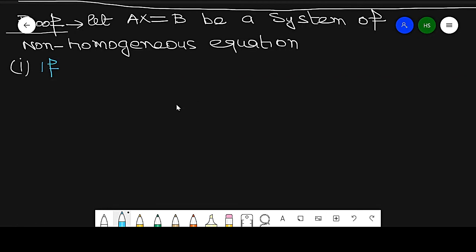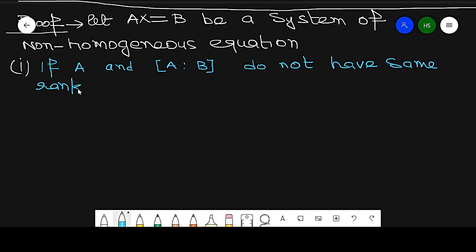So in the case of no solution, if A and the augmented matrix do not have the same rank, we already proved this in the first part. So it has no solution. That is the case of no solution.